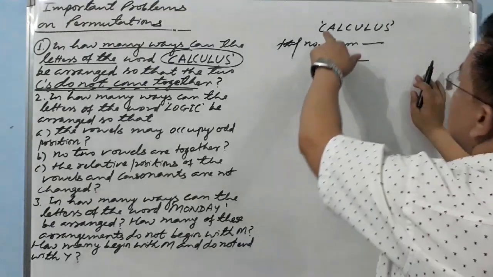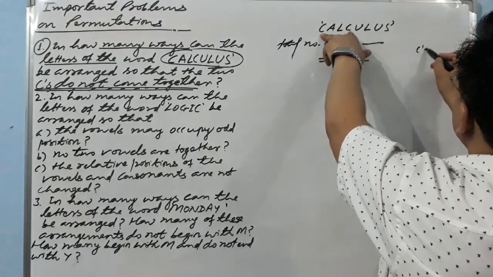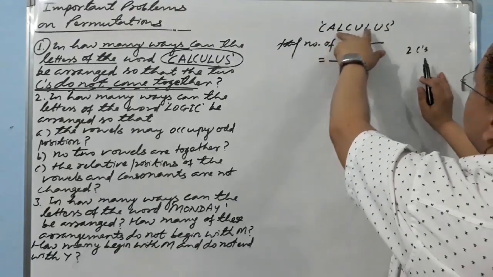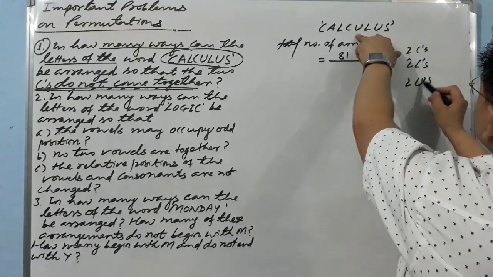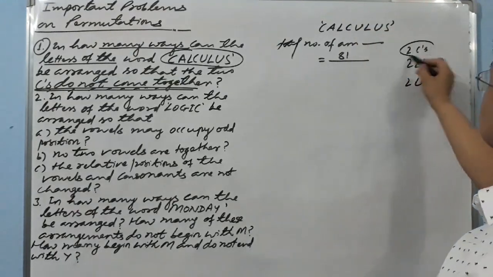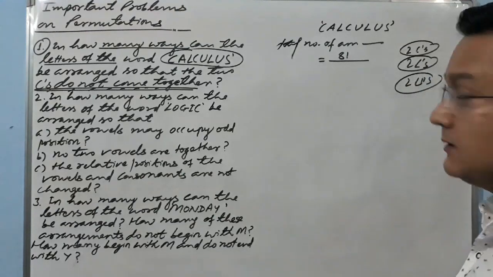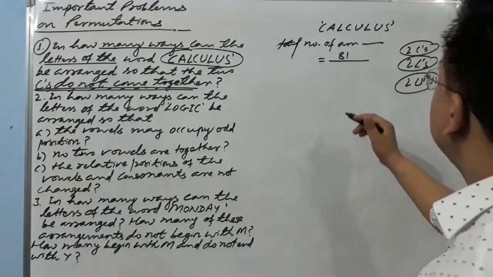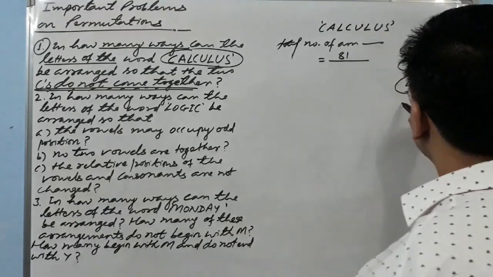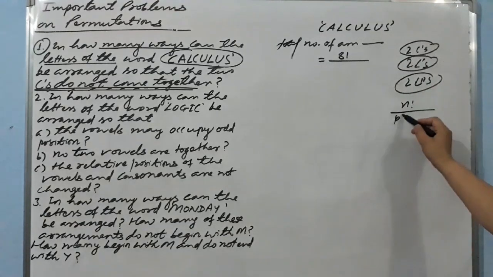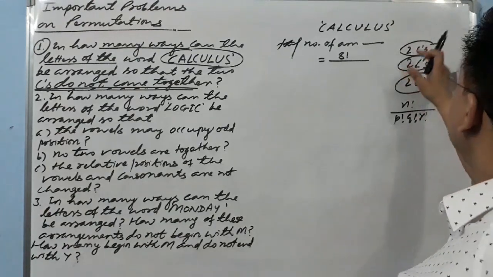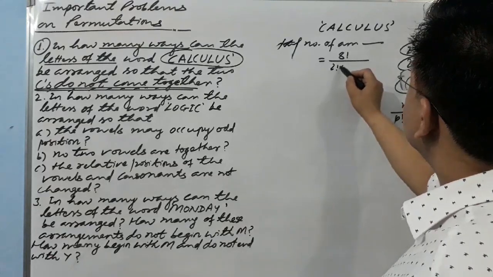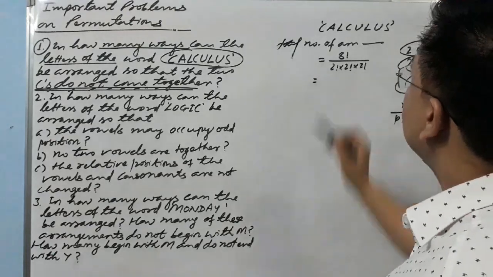So let's see how many of each letter there are: 2 C's, 2 L's and 2 U's, and the remaining are different. So we need to use this formula: n factorial upon p factorial, q factorial, r factorial, where p, q, r are the numbers of repeated letters respectively. Here we can write 2 factorial times 2 factorial times 2 factorial.